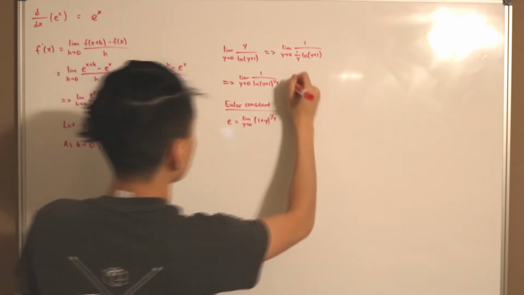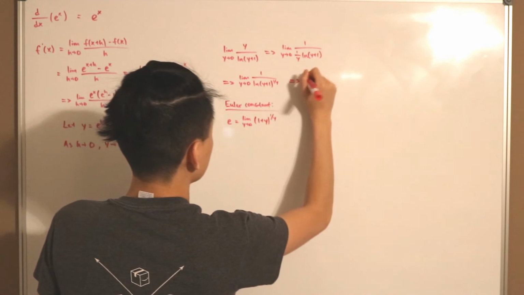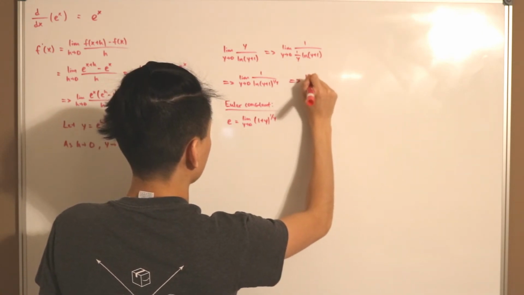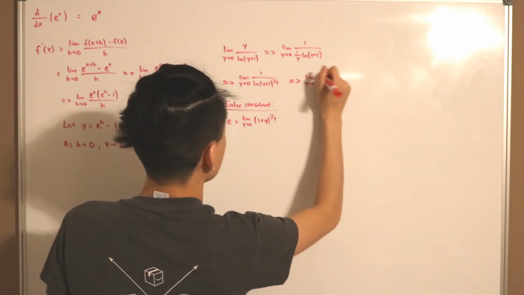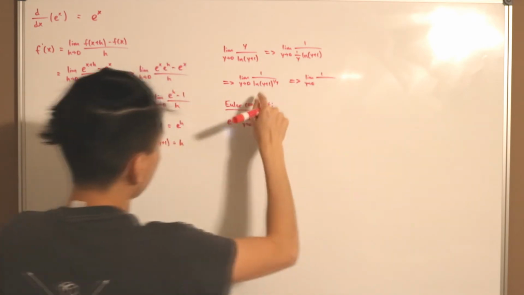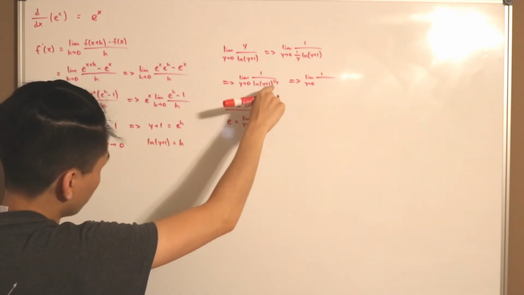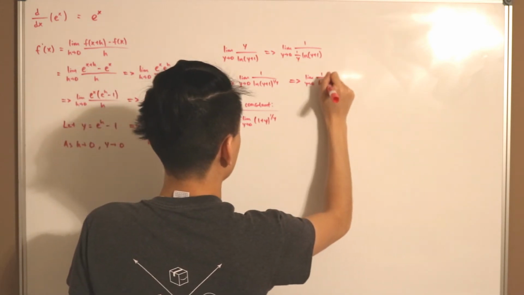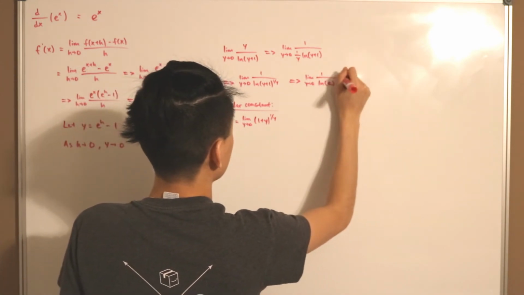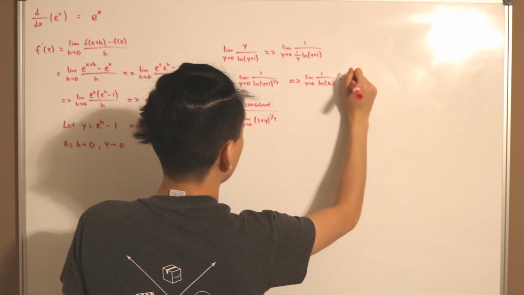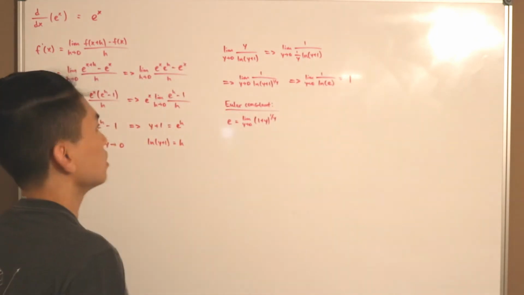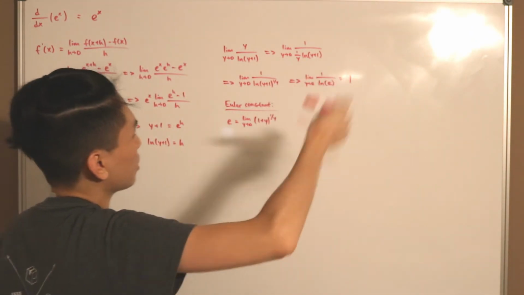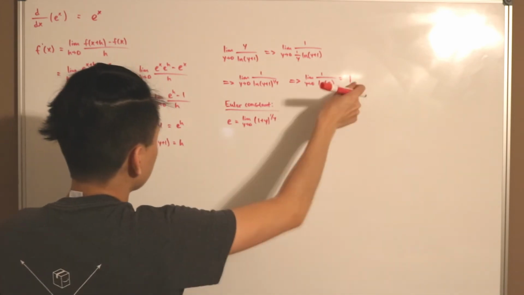So this is the same as 1 over the limit as y approaches 0 of ln of y plus 1 raised to the 1 over y, which is e, also known as ln of e, which is equal to 1. Now, this is just 1, but when you take the limit as y approaches 0, it's simply just 1.